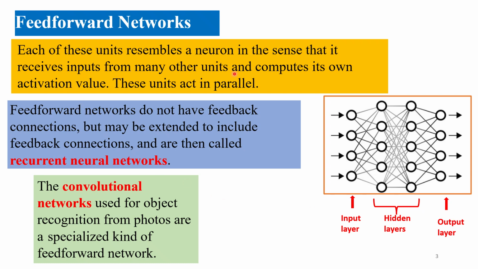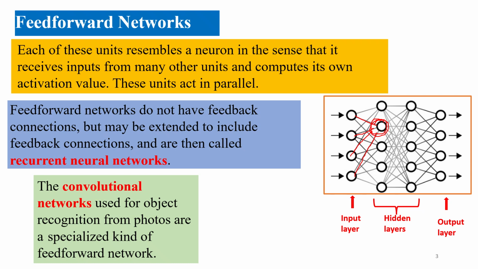Each of these units resembles a neuron in the sense that it receives inputs from many other units. Suppose we consider this neuron here. It is receiving inputs from here, from this one as well, and from this. All the inputs are going into each and every node of the next layer. This is the connection which we have drawn here. These units are acting in parallel, that means they all act on the inputs.